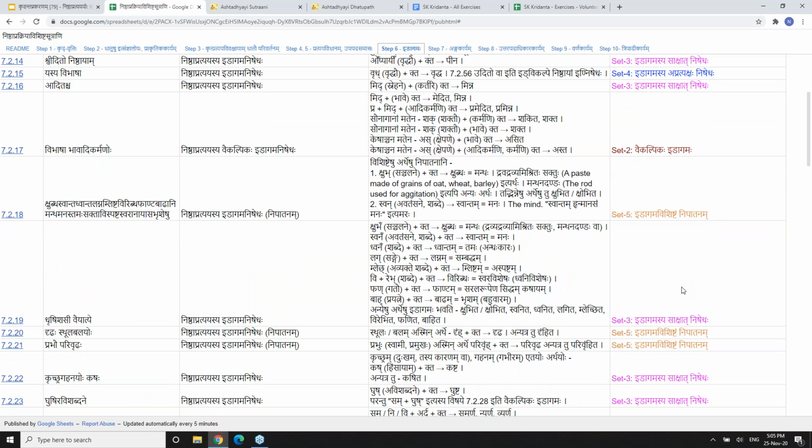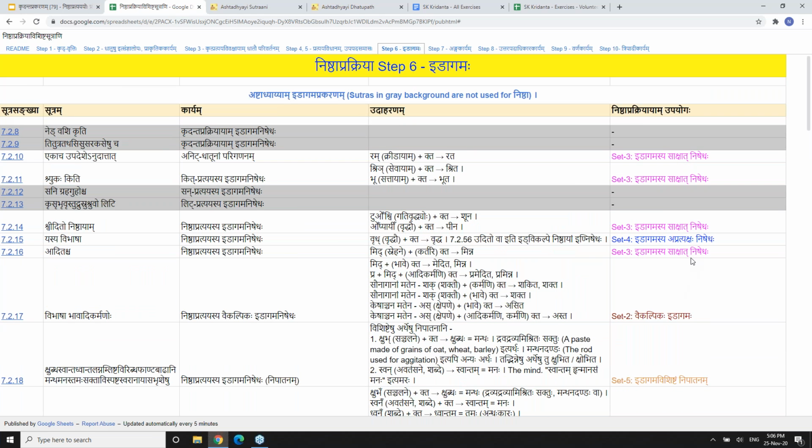So we divided all these sutras into 6 different groups based on their characteristics. Some of them give the idagama, some of them give the nipatana, some of them give the nishedha, some of them give it compulsory, some of them give it optional. So based on that, we had created 6 sets. Out of that, set 1 and set 2 we studied in the last class.